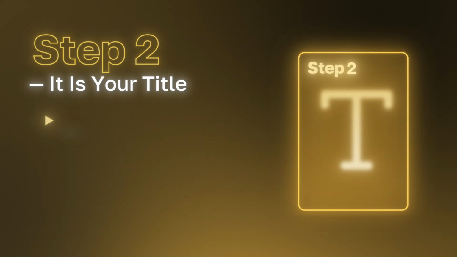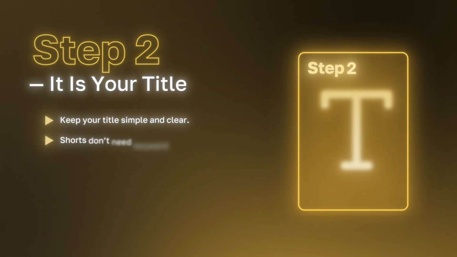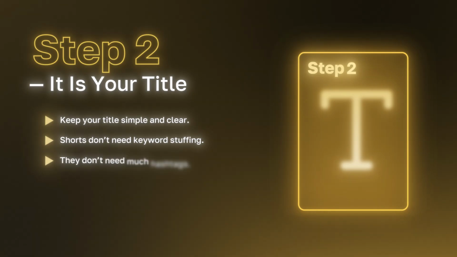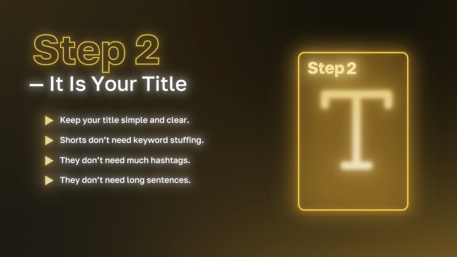So once that is confirmed, we can move to step number 2, which is your title. Always keep your title simple and clear. Shorts don't need keyword stuffing, they don't need many hashtags, and they don't need long sentences. Just tell YouTube what your video is all about. For example, how to fix blurry shots. Stop doing this when filming.